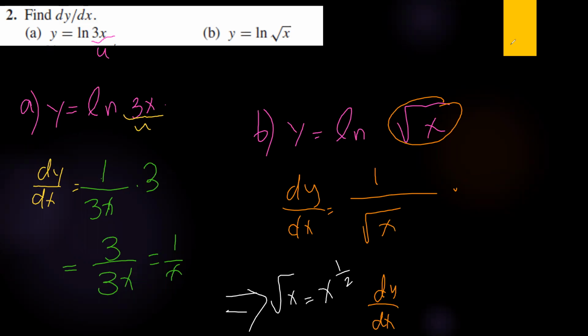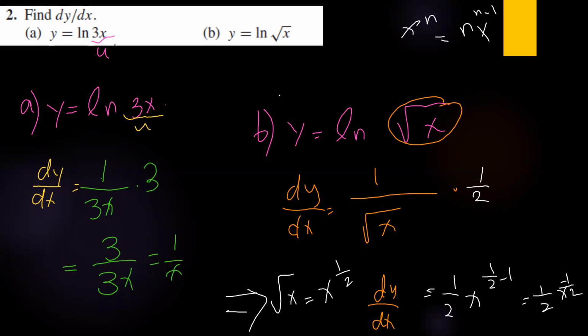What did we say? When you want to find the derivative of x to the power n, it is n x to the power of n minus 1. So it is half x to the power half minus 1, or half x to the power negative half. So the derivative of square root of x is half x to the power negative half.